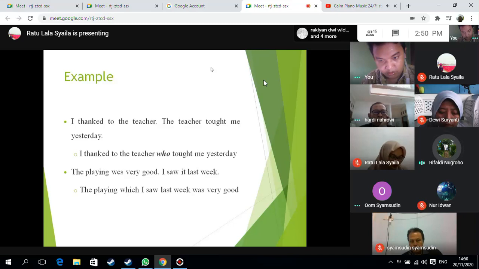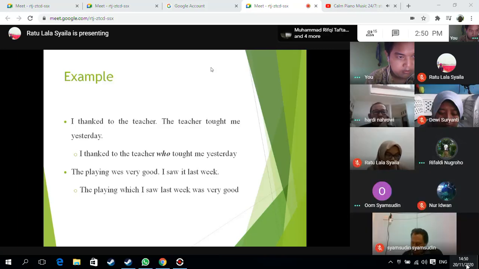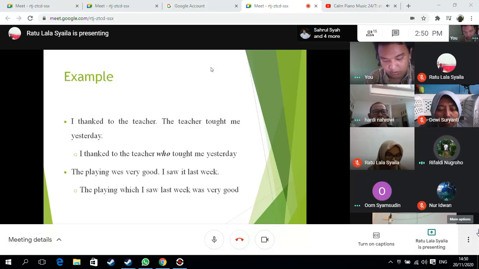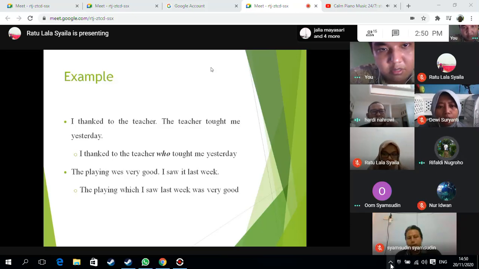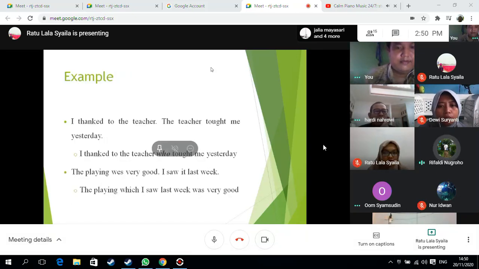In this example, who is used as the adjective clause. Okay, adjective clause. Sorry, modify, I forgot. Modify. Okay. Next.